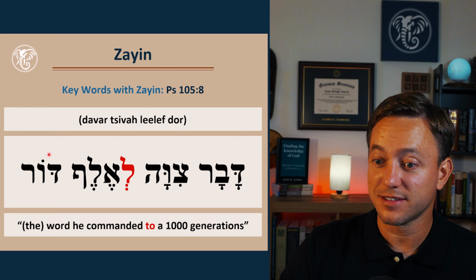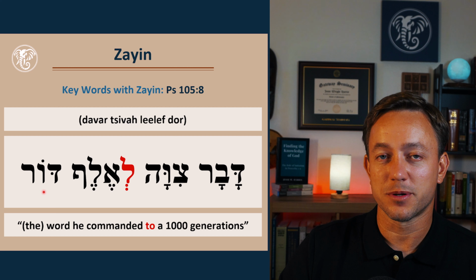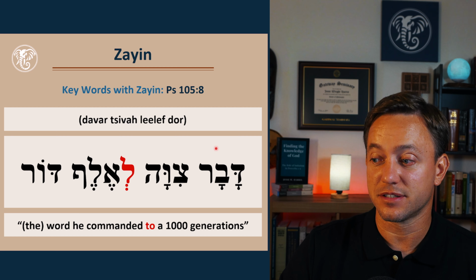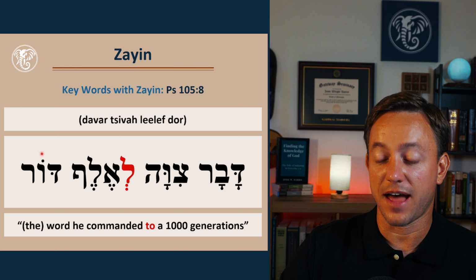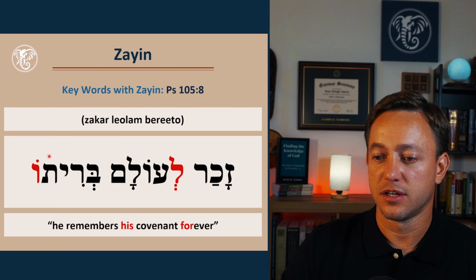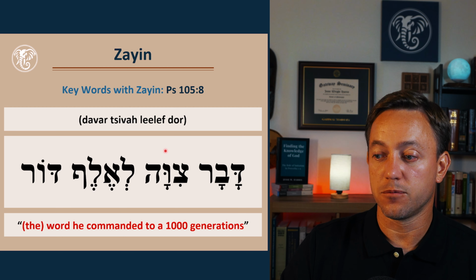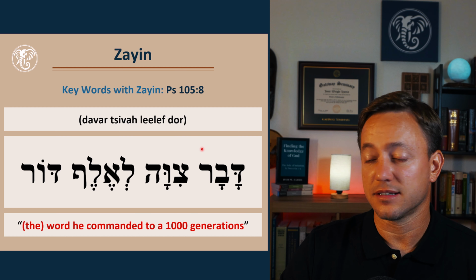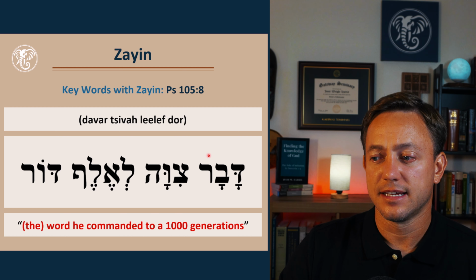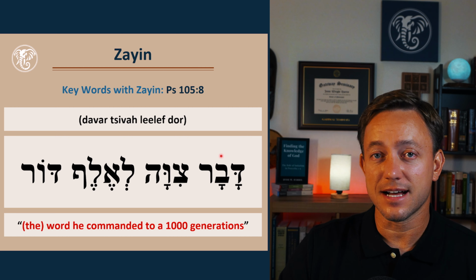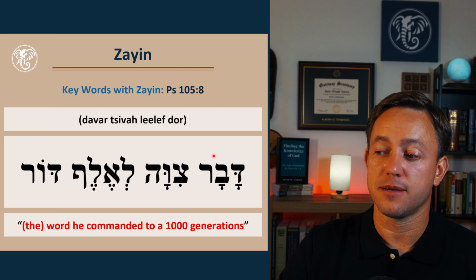And we learned that one as well. What does dor mean? Dor means generation. So 1,000 generations. So the word He commanded for 1,000 generations. So again, the Lord remembers His covenant forever. The word which He commanded to 1,000 generations. So in other words, God doesn't forget, God is faithful, and he is worthy of praise and worthy of our trust and our faith and our honor, because he will hold fast to those things that he promised.